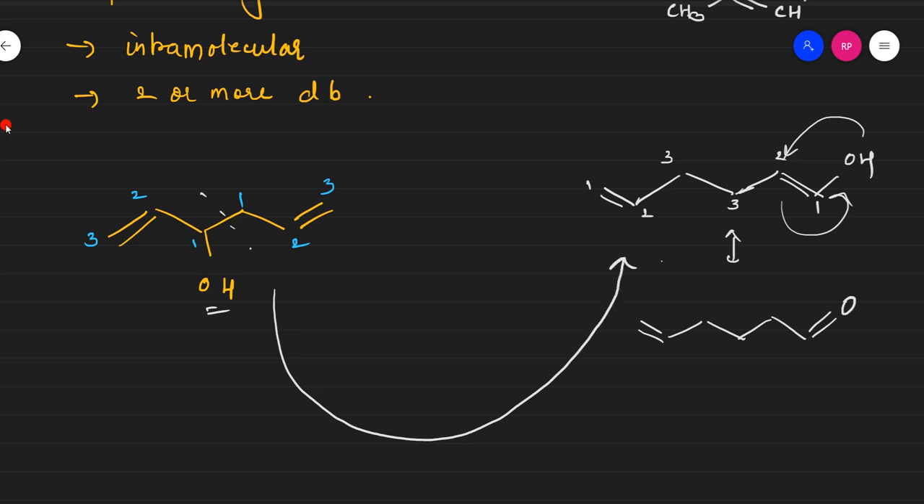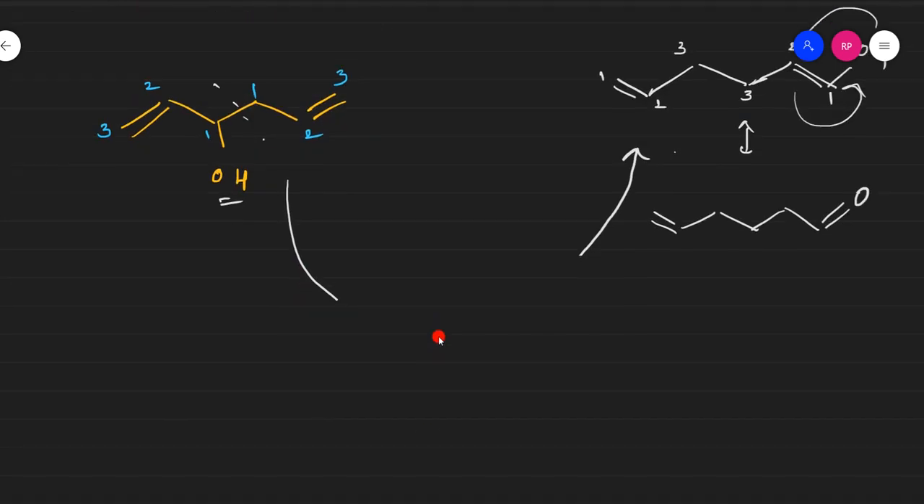And how do you get this? You are getting this through a cyclic transition state. So we will draw that cyclic transition state now. If you want, you can also draw it this way. This is a linear way I have drawn, so we can draw it like this also.